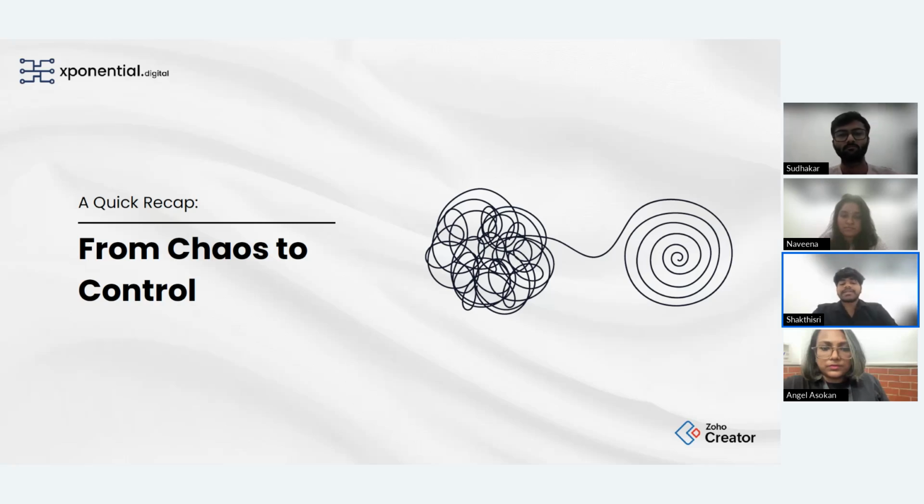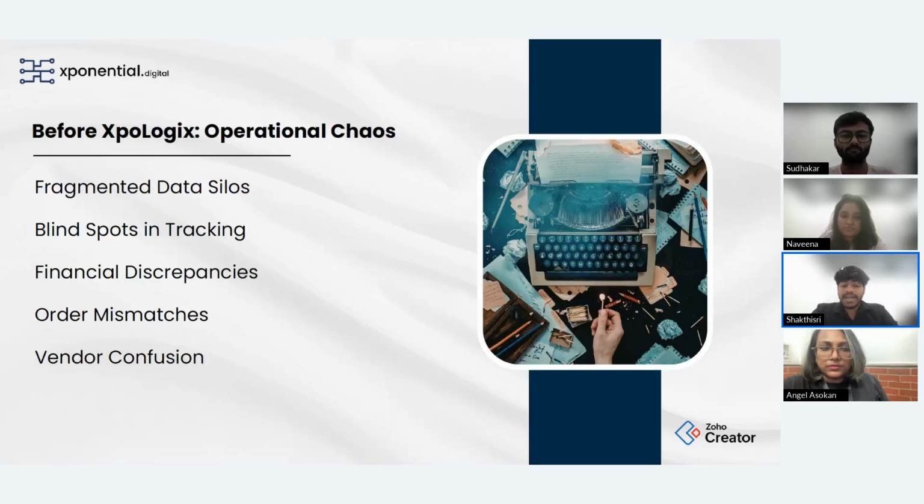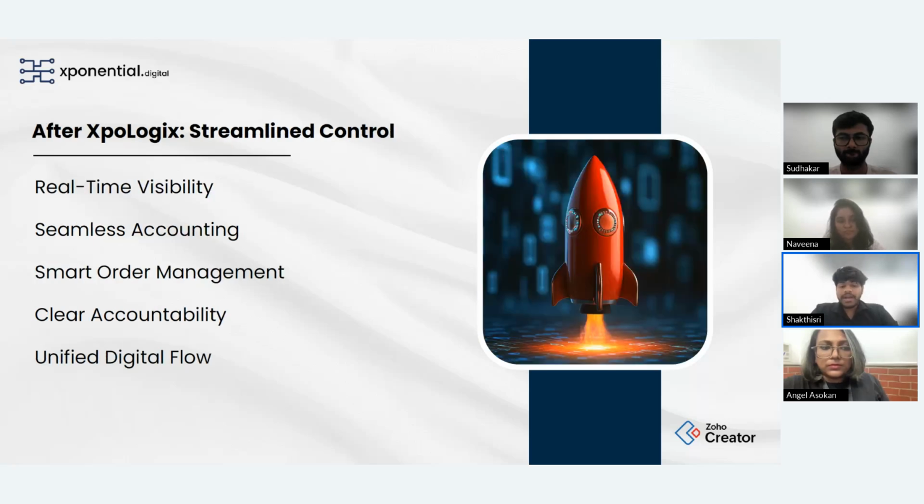Now about chaos. Before Expo Logics, there has to be many operational chaos which exist in your system. So never forget where we started: fragmented data, blind spots, order mismatches, and vendor confusion. That operational chaos is a weight your business no longer has to carry after Expo Logics comes into place. And here is what happens when there's a proper system that actually knows how the logistics and shipping business rolls. So that's streamlined control, real-time visibility, seamless accounting, and a unified digital flow. So this is the actual engine that your logistics needs to boost your growing speed.